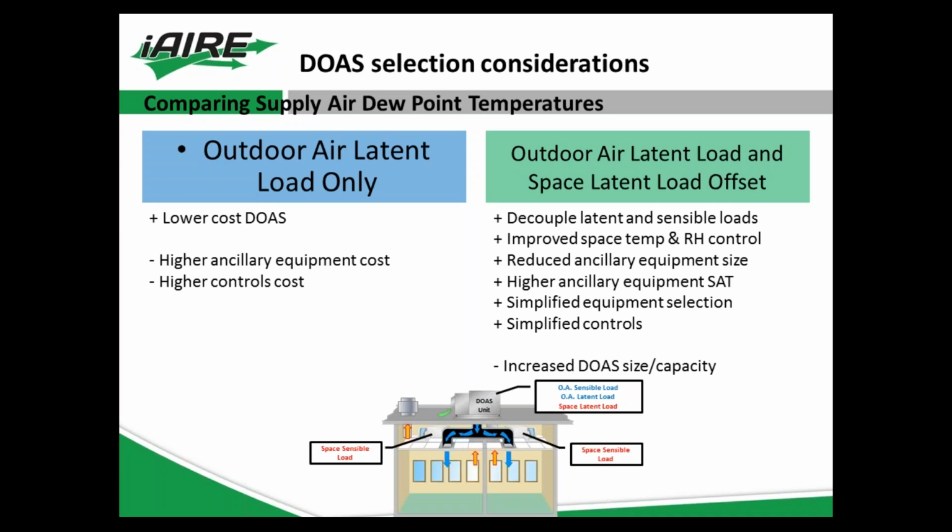So you get to decouple the latent and sensible loads and address them individually, which is generally easier. You'd improve space temp and relative humidity control, reduce ancillary equipment size. Generally, you get a higher ancillary equipment supply air temperature, which is important because that way it's even less noticeable to the occupants of the space. So generally, they don't feel in cooling that cold blow that's associated with larger ancillary equipment. But then a con would be that obviously you have a larger size unit.